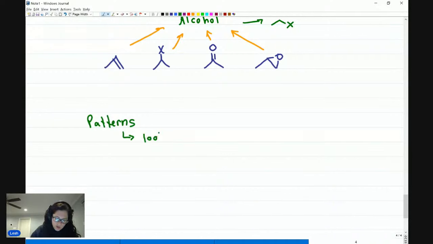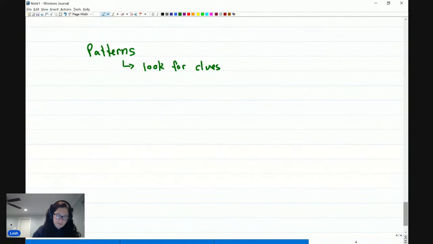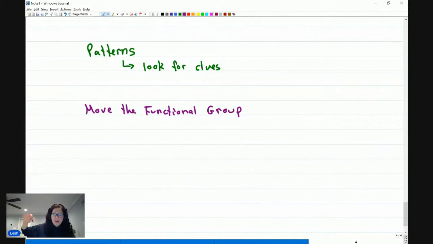So what you want to do is look for clues that are going to tell you, oh, this is the pattern that I need to work on. So my favorite pattern, and therefore the first one we're going to look at, is the move of the functional group pattern. Because often you're given a molecule and it has something on it, maybe a leaving group, maybe a pi bond or something, but you need to react it in a different part of the molecule.